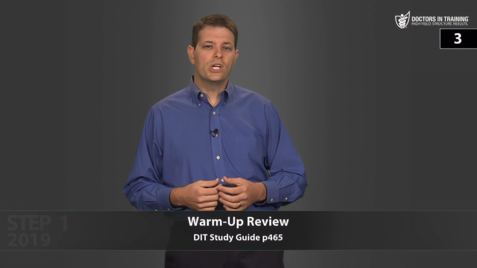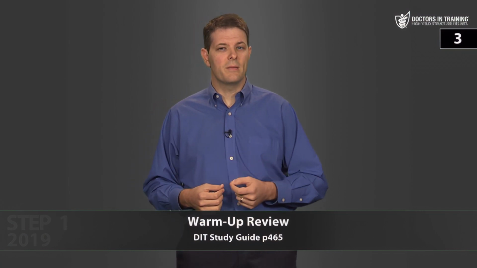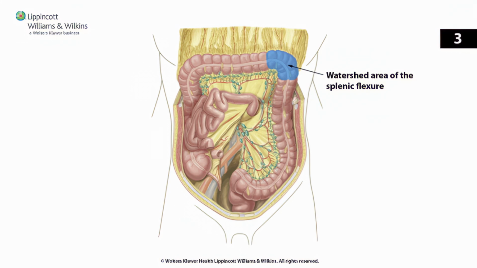And the last one, which area of the colon is most susceptible to ischemic damage due to hypotension? The watershed area of the splenic flexure is most susceptible to ischemia because it's supplied by the most distal parts of the arteries. So now let's move on to the lecture.